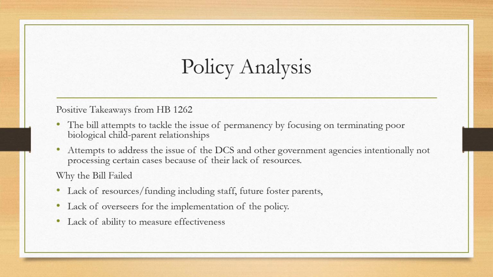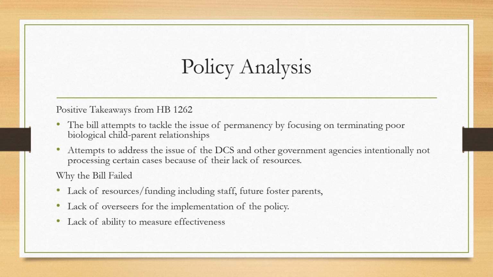So where the bill failed and why the bill failed was first, again, the lack of resources and funding, including staff, future foster parents, etc. But again, we can't blame the DCS for everything if they don't have the resources they need. They can do as much as they can with the resources they have, but if they don't have the resources necessary, they're not going to be able to do their job to the fullest extent that they can.